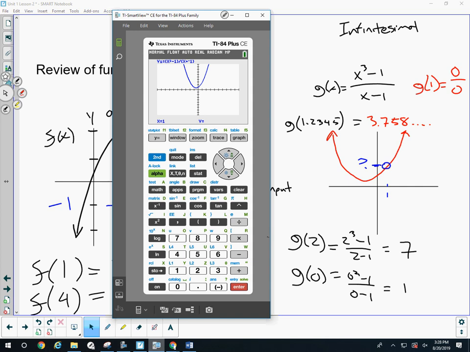So maybe we can deal with its symmetry. Maybe it's symmetrical. Maybe you could plug in -1. No, that's definitely not right, because 1, it looks like it's up here, and it's actually not symmetrical around the x-axis. So symmetry is not going to help us. Okay, other ideas?